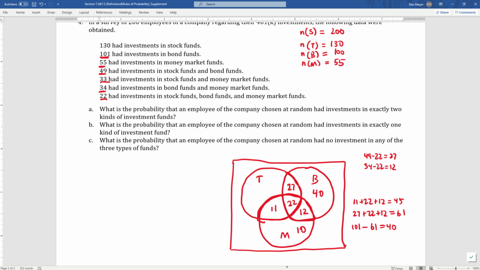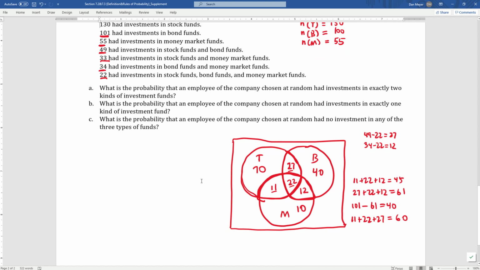And then finally, we have 130 who have stocks. We've already counted 11 plus 22 plus 27 is 33 plus 27 is 60. We've counted 60 people already. Again, these 11, 22, and 27 inside the stock bubble here. There's 130 total. 130 minus 60 leaves us 70 people who just have stocks.